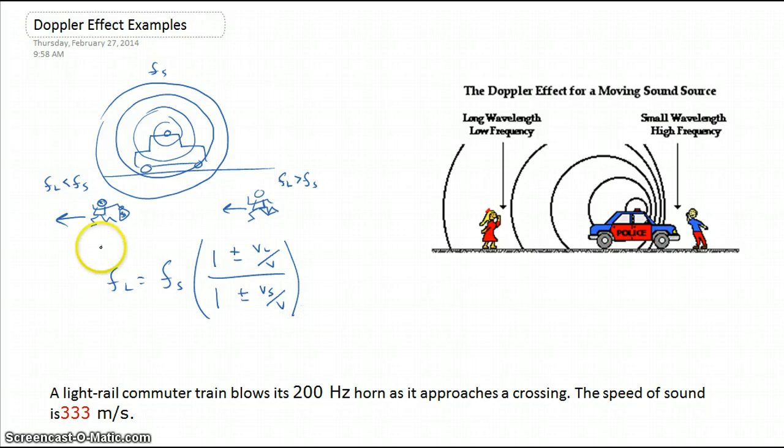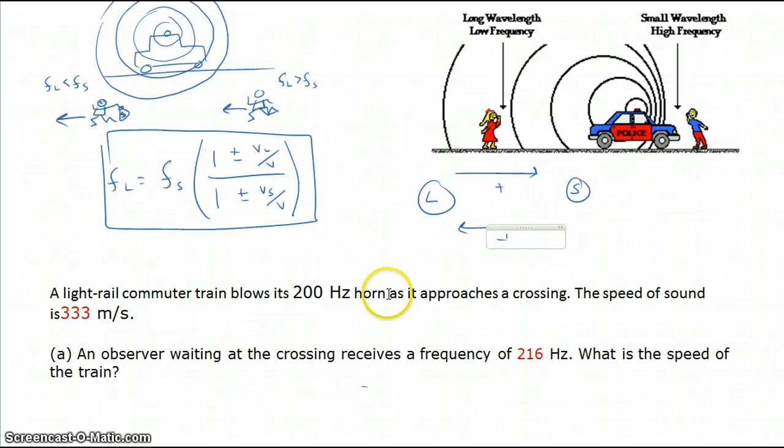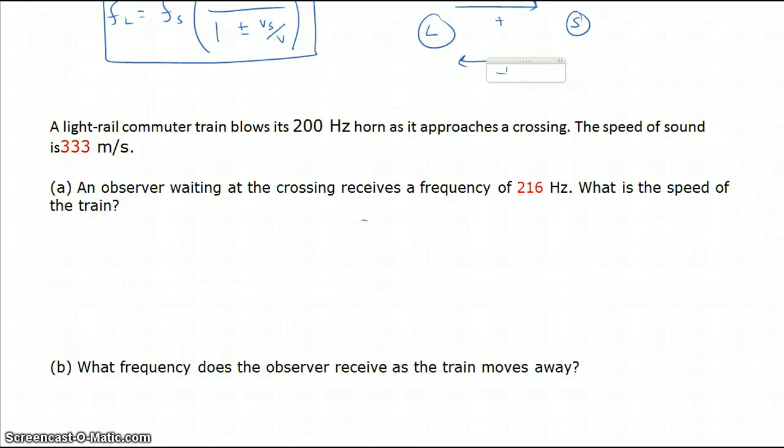And there had to be a rule over when do you choose plus, when do you choose minus, and the rule I suggested is always draw the listener on the left and the source on the right, and that way anything moving to the right gets a plus sign, anything moving to the left gets a negative sign, and then your formula will work every time. So let's see how that pans out.